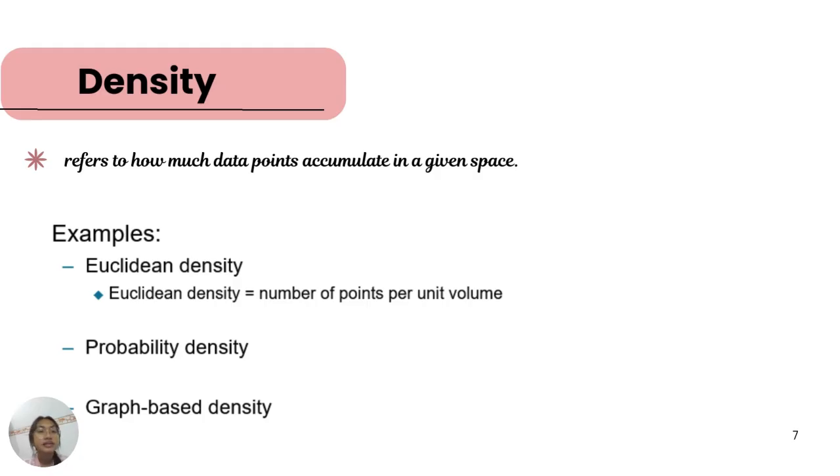And then this is density. It refers to how much data points accumulate in a given space. For example, Euclidean density is the number of points per unit volume, and probability density describes how likely data points are to lie in a region of the space. And graph density is the density derived from a graph representation of the data.